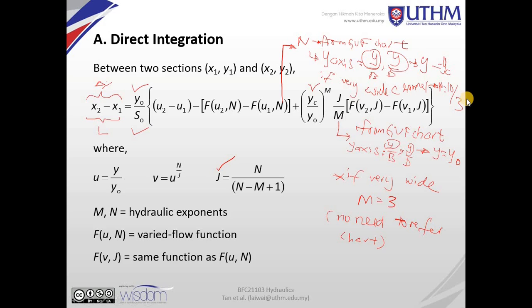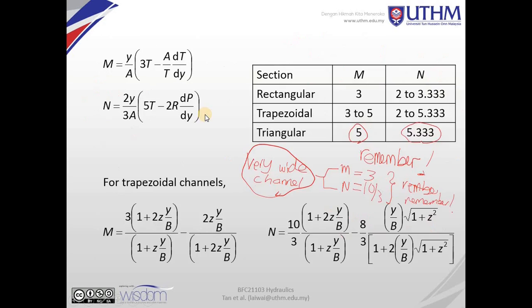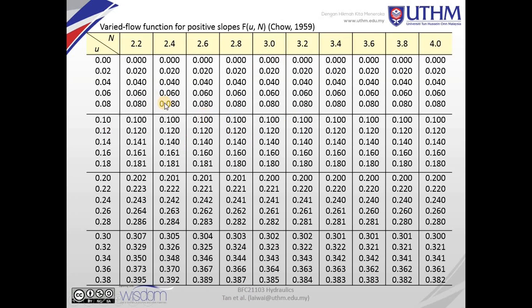So the remaining parameters from this equation is the value of function fun and also the function for fvj. So here we have fun, fvj. So how can we obtain their values? It is from the appendix table. Okay, let me explain how to use this table. So we need to refer to this table.